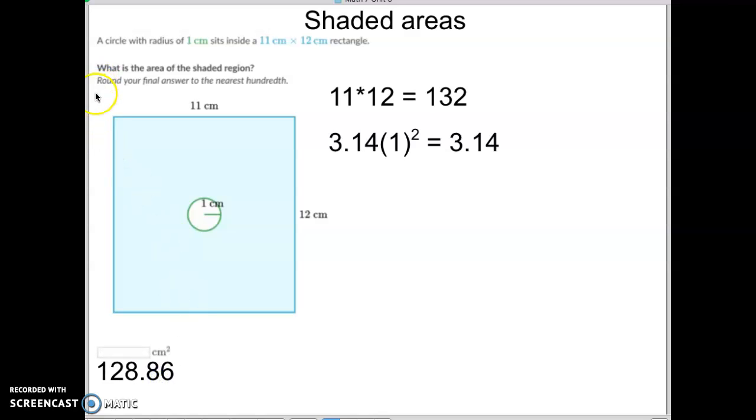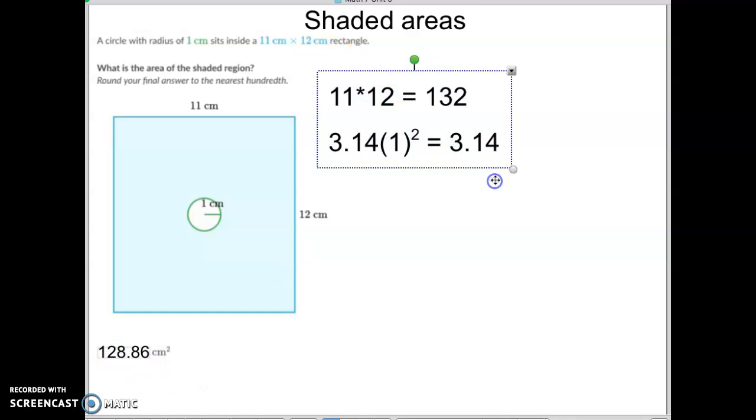It does say up here, round to the nearest hundredth. Hundredth is 2 decimal places, so this answer right here is correct. I'll shrink it so it fits, and that's our answer right there. All right, let's do the next problem.